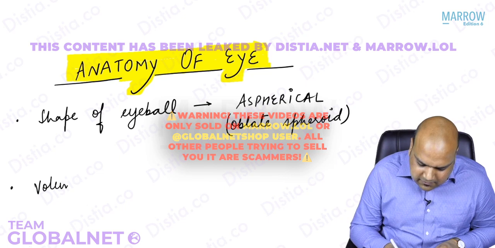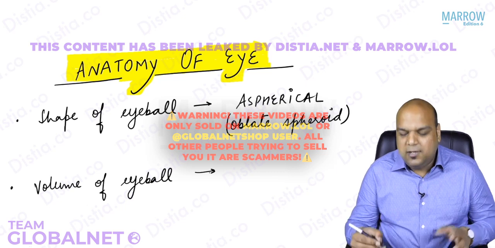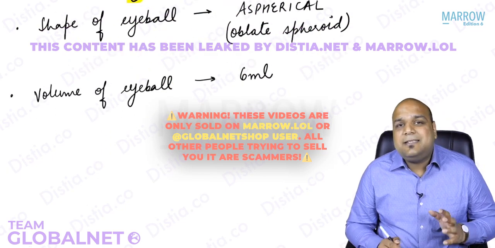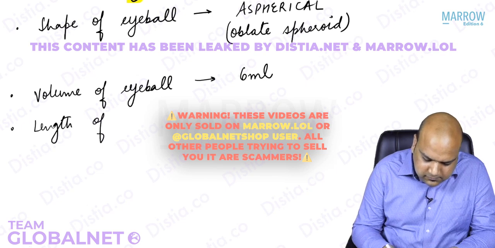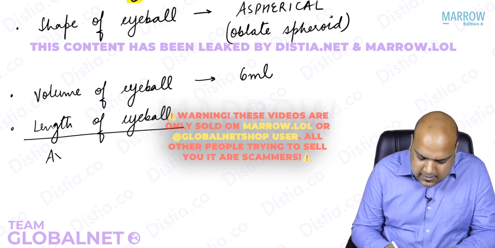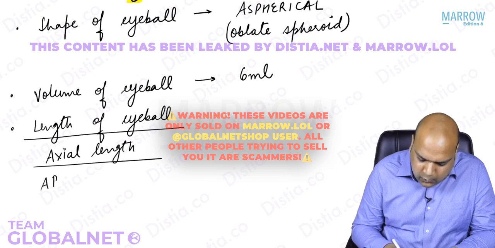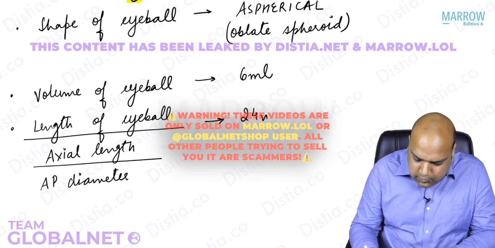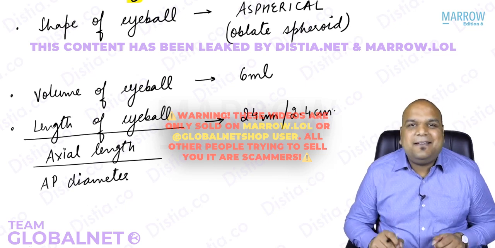Now, very basic questions, everybody. What is the volume of the eyeball? It is a 3D structure, so it should have some volume. So the volume of the eyeball is 6 ml. What is the length of the eyeball? The length of the eyeball, also known as the axial length, also known as the anteroposterior diameter, is 24 millimeters, or if we do simple maths, we can say 2.4 centimeters.